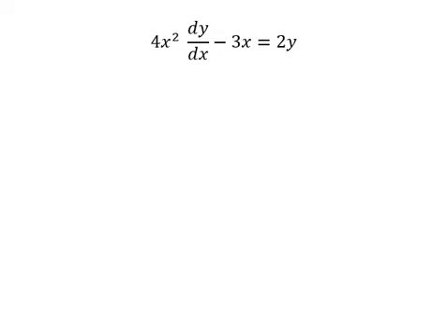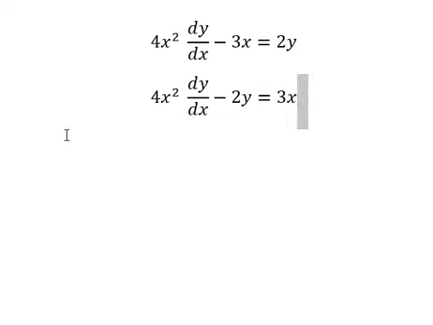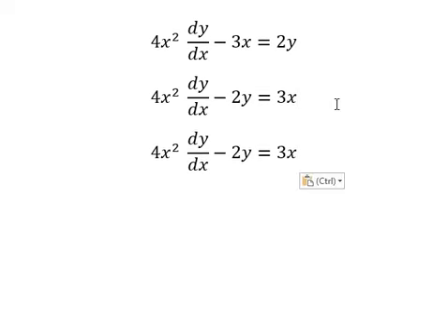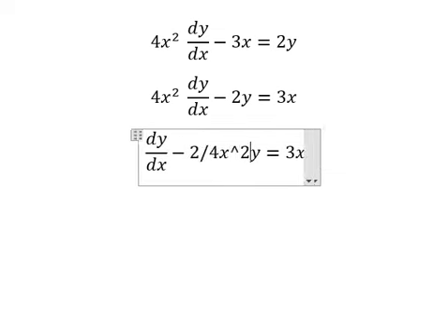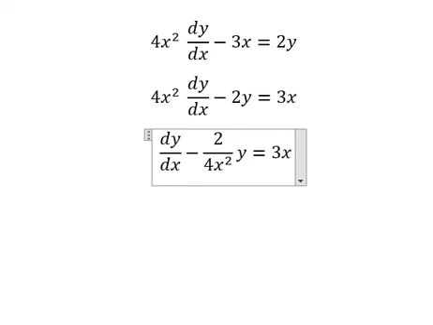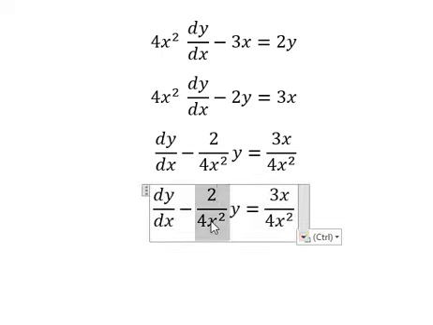So today I will show you how to answer this one. So I will put 2y go to the left, 3x go to the right. Next, we divide both sides by 4x squared. This one, that is about 1 over 2x squared. This one, that is about 3 over 4x.